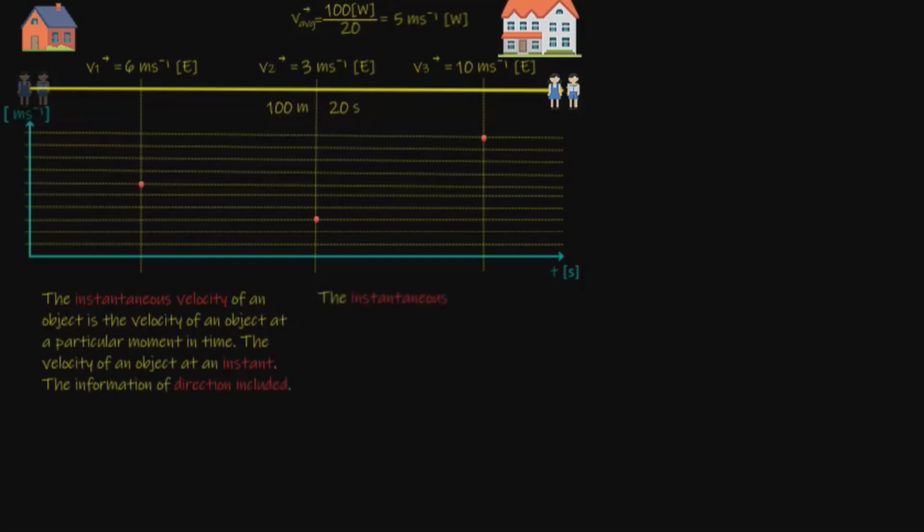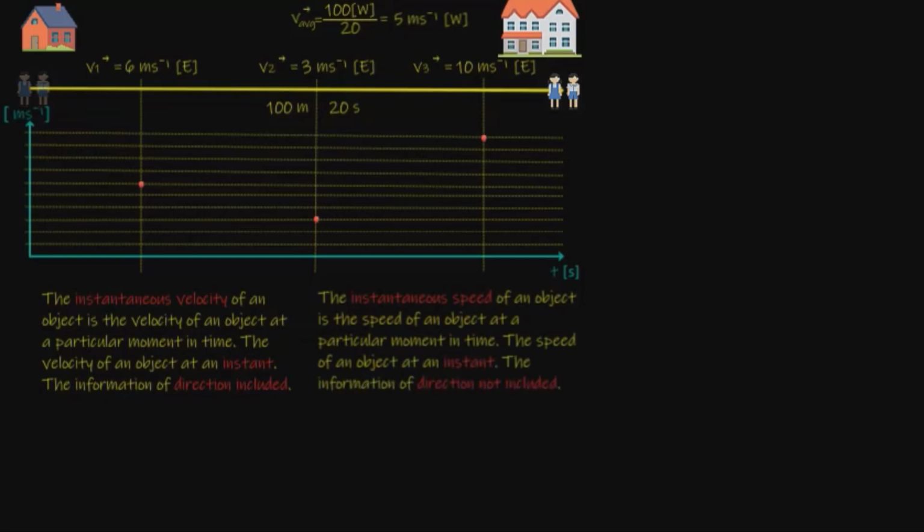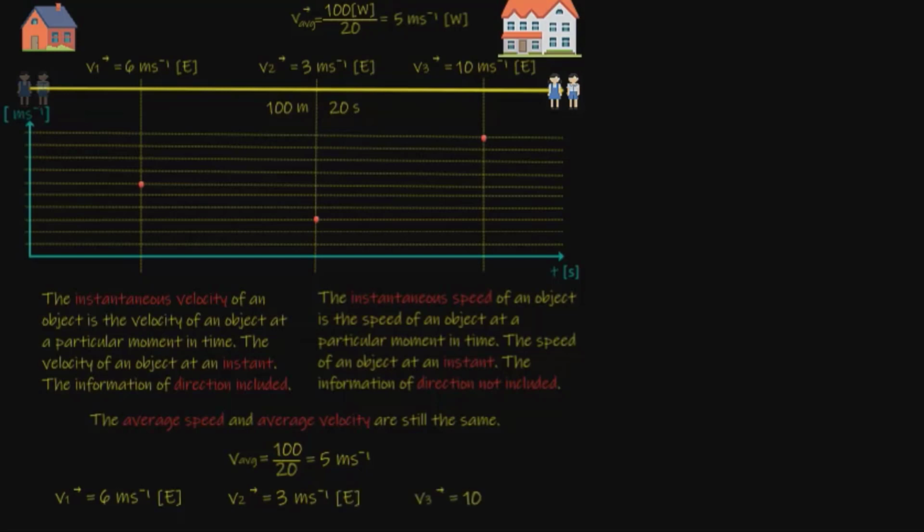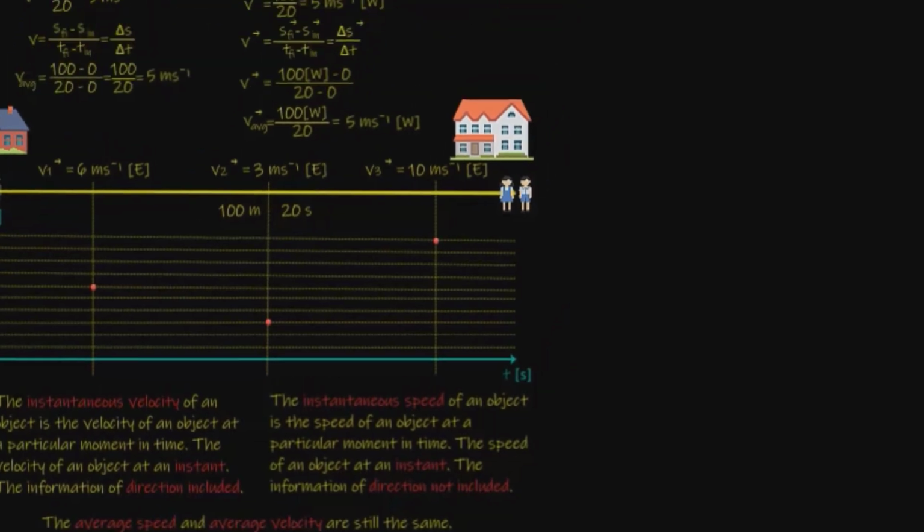The instantaneous speed of an object is the speed of an object at a particular moment in time. It is the speed of an object at an instant. The information of direction is not included. Even though the instantaneous values are different, average values still have the same values. We know that average speed is 5 meters per second and velocities are 6 meters per second to the east, 3 meters per second to the east and 10 meters per second to the east respectively.